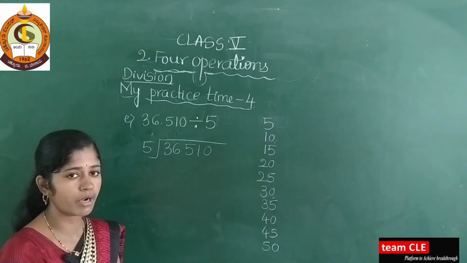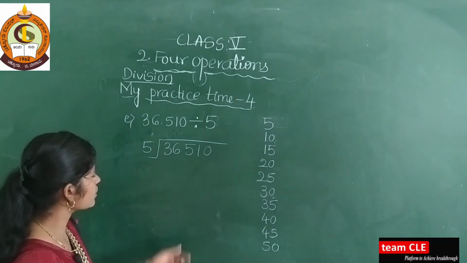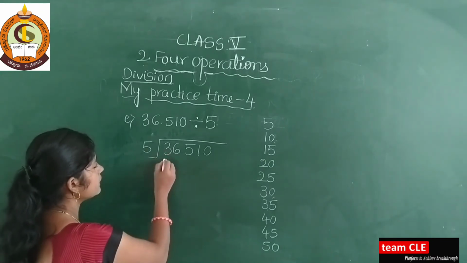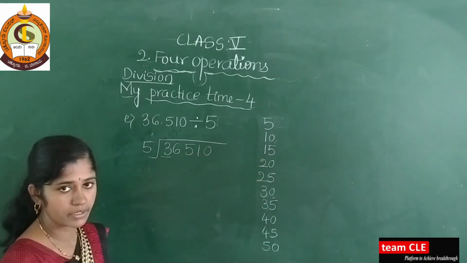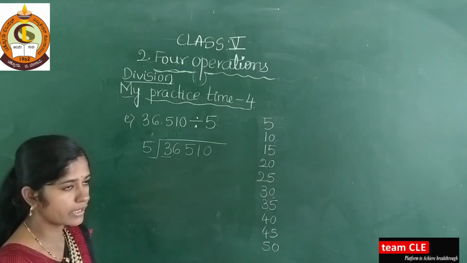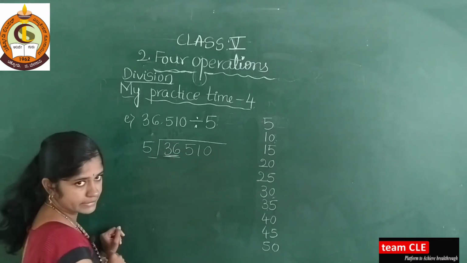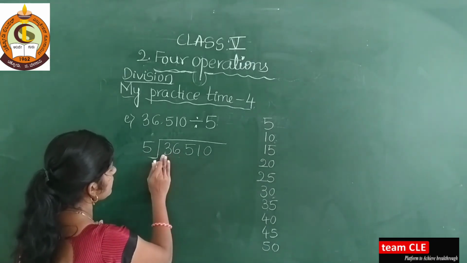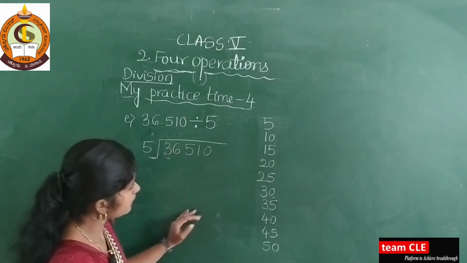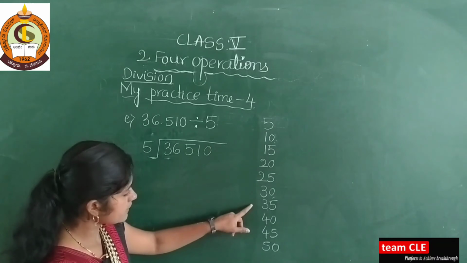In the 5 table, that big a number is not there. So what do we need to do? We have to take one digit. The first digit is 3. Is 3 in the 5 table? No, 3 is not there. For that purpose you need to take 2 digits. Got it? Then see here, how much is it? 36. Check whether 36 is in the 5 table.